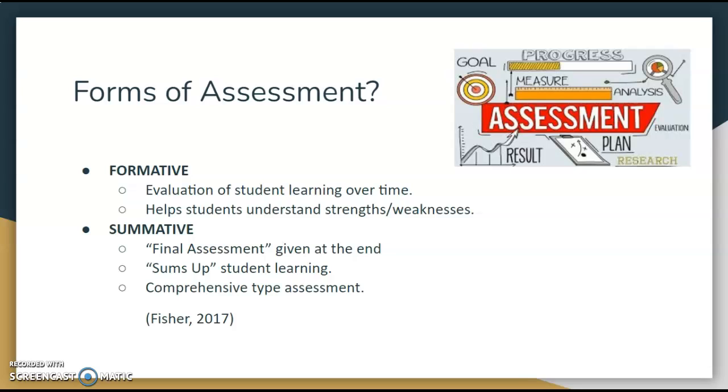A summative assessment, however, is more of a final assessment given at the end. For example, high school finals where students are taking final exams at the end of a semester or the end of the year. So basically, a summative assessment sums up a student's learning, and they are comprehensive in nature. So they are taking the whole semester's worth of information. A student has to be able to show their understanding of all the information that they have learned.